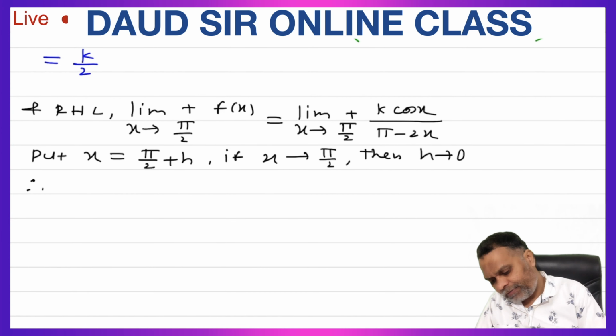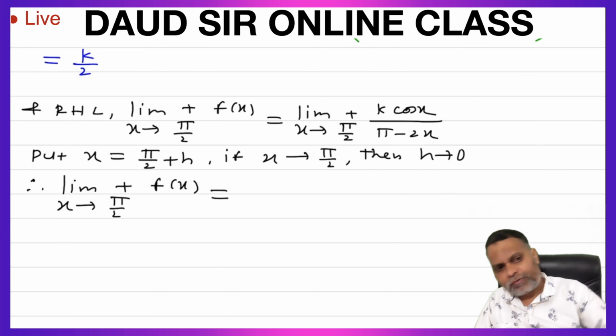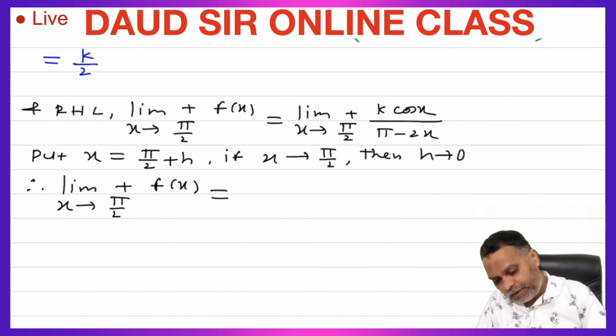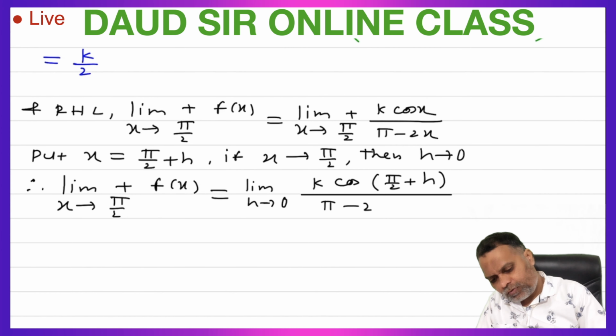Therefore, right hand limit will become limit x tends to pi by 2 plus f of x is equal to limit h tends to 0 k into cos x is equal to pi by 2 plus h divided by pi minus 2x is equal to pi by 2 plus h.